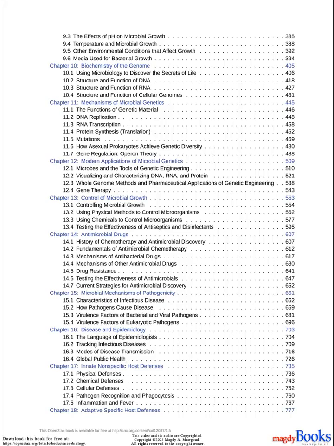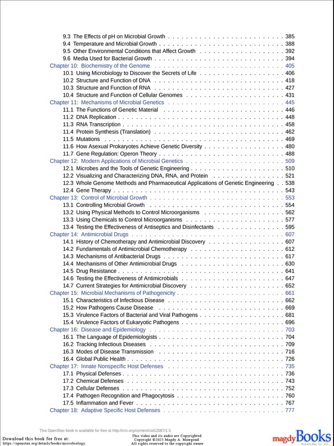Chapter 11. Mechanisms of microbial genetics. 11.1. The functions of genetic material. 11.2. DNA replication. 11.3. RNA transcription. 11.4. Protein synthesis, translation. 11.5. Mutations. 11.6. How asexual prokaryotes achieve genetic diversity. 11.7. Gene regulation. Operon theory.